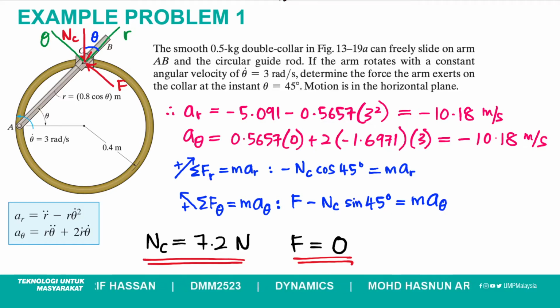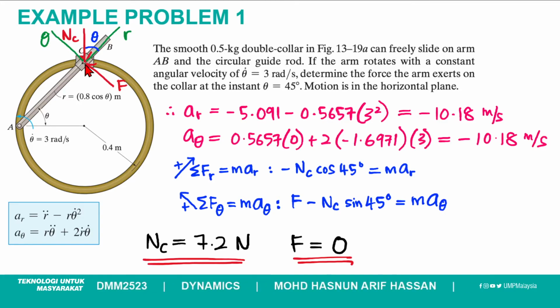Yes, sir. Actually, how to get the NC and F in the FBD? In the free body diagram? Yes. Okay, the earlier one, NC and F in the FBD. Because the collar at C is in contact with this circular guide rod. It may be cylindrical in shape, so it is circular like that. So this thing must be in contact with the circular guide, so there will be a normal force.